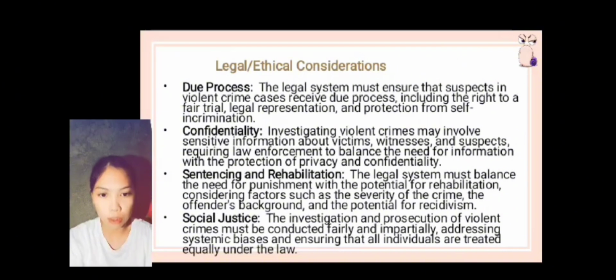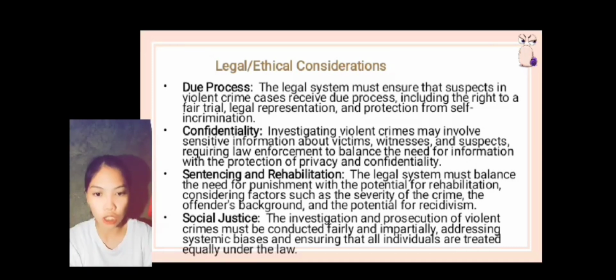Next is sentencing and rehabilitation. The legal system must balance the need for punishment with the potential for rehabilitation, considering factors such as severity of the crime, the offender's background, and the potential for recidivism. Sentencing aims to punish offenders for their crime, while rehabilitation focuses on helping them change their behavior and integrate into society.